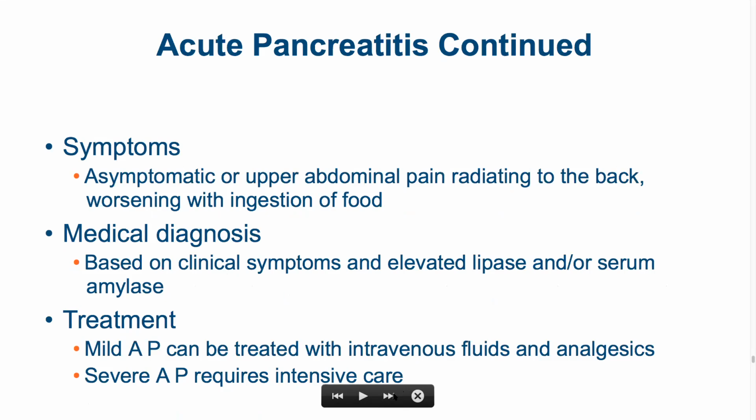Symptoms with acute pancreatitis: it can be asymptomatic or present as upper abdominal pain radiating to the back, worsening with ingestion of food. Medical diagnosis is based on clinical symptoms and elevated lipase and serum amylase. Treatment: mild acute pancreatitis can be treated with intravenous fluids, and severe acute pancreatitis requires intensive care.